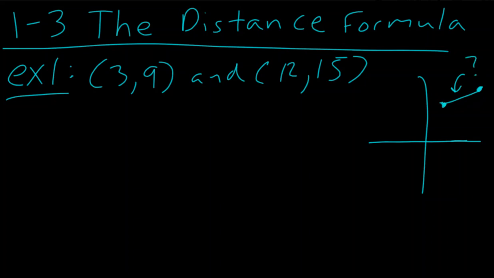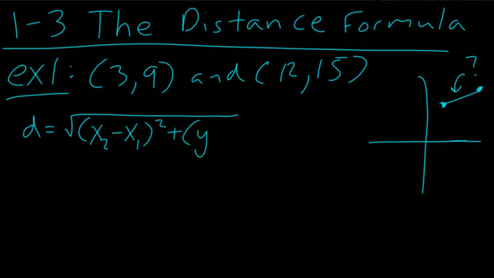Well, the first thing we need is the distance formula. And so the distance formula is going to be this. D is equal to the square root of parentheses x2 minus x1 squared plus y2 minus y1 squared. Now, if this looks difficult at first glance, I can assure you it can be a little intimidating, but after you do about 2 of these, you'll find that it's very, very simple.